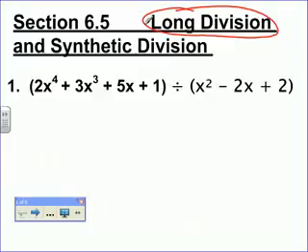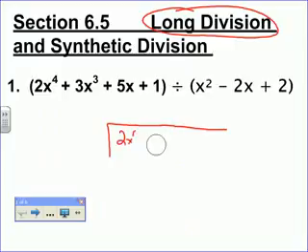So when you take this polynomial here, 2x to the fourth plus 3x to the third plus 5x plus 1, divided by that, you write it out just like if you were going to take 500 divided by 3. You write it out the same way. So you write out 2x to the fourth plus 3x to the third plus 5x plus 1.